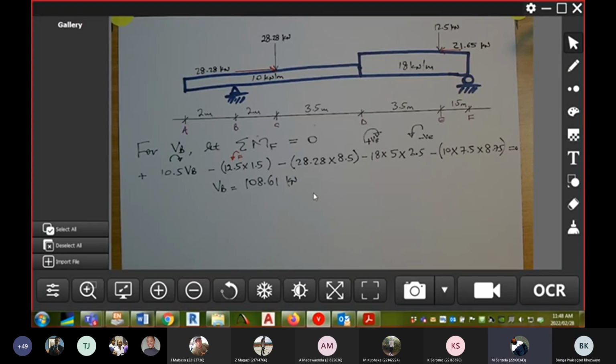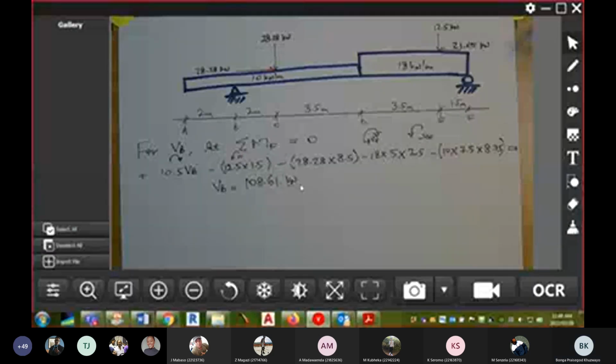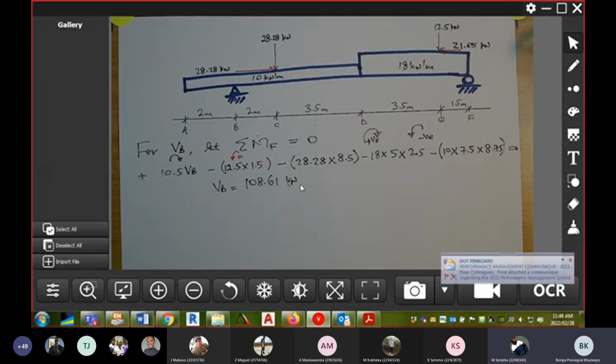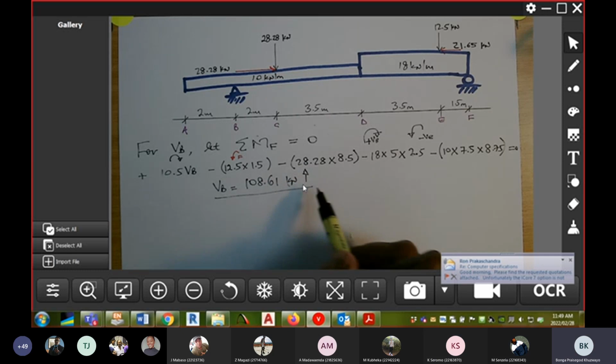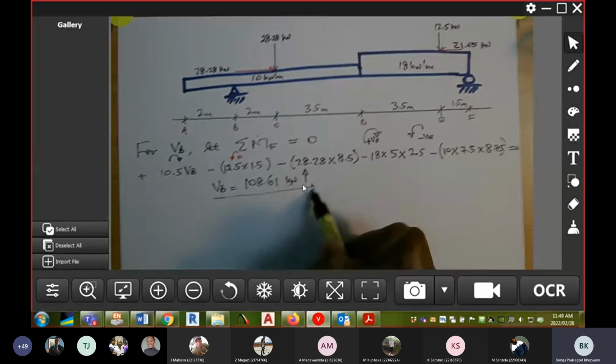Kilonewtons upwards. Okay, 108.61 kilonewton, and then the direction: upward. Say upwards. Yes, said upwards. Okay, thanks. My apologies.